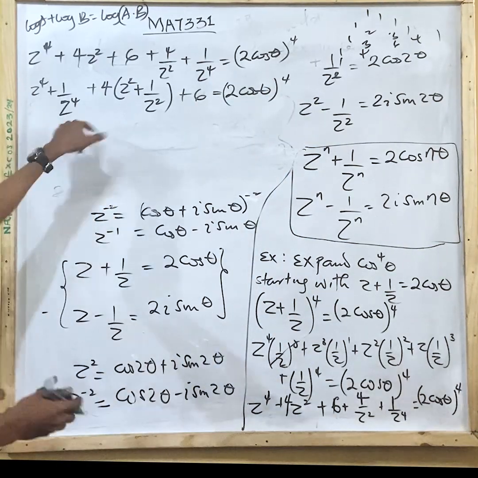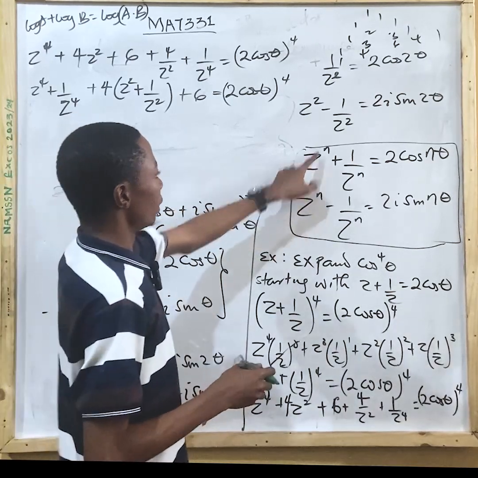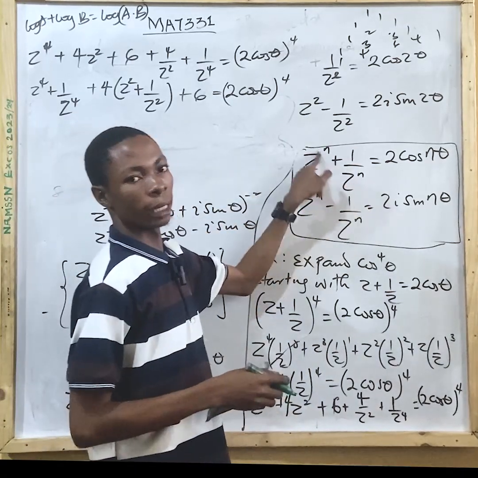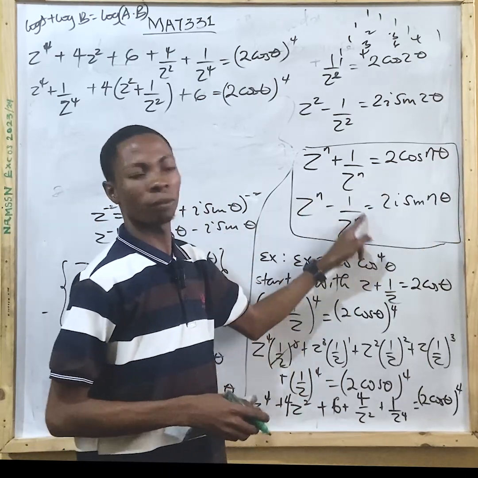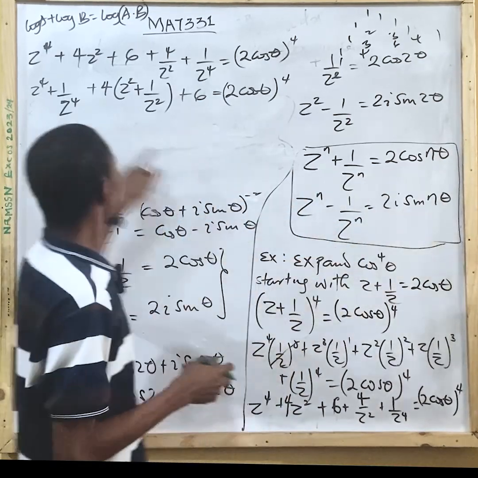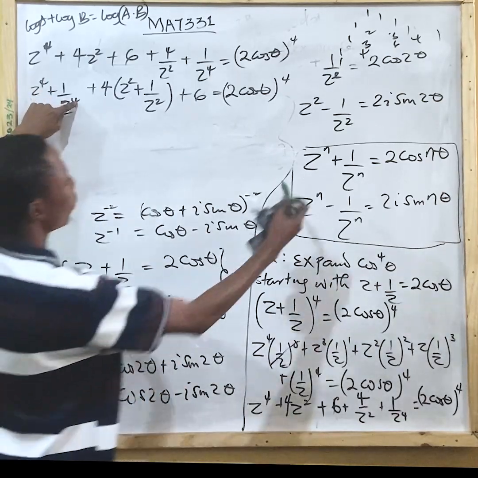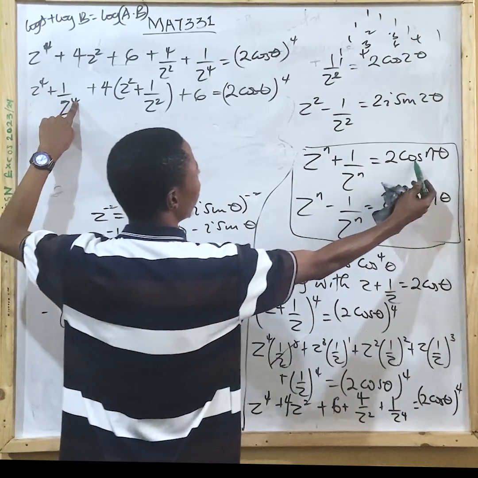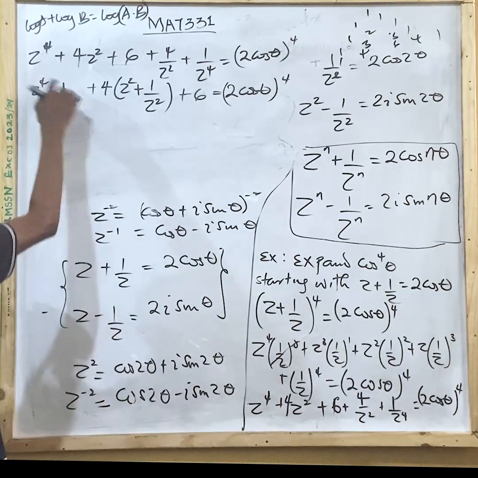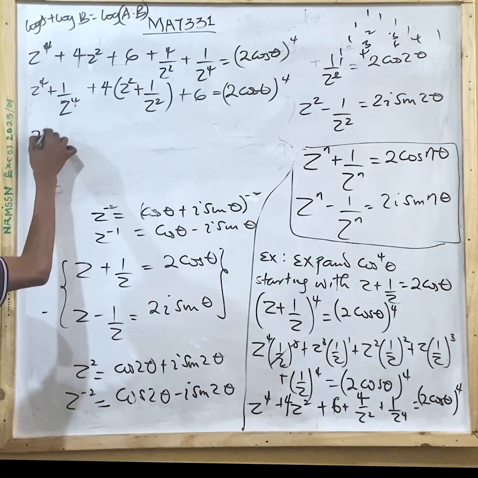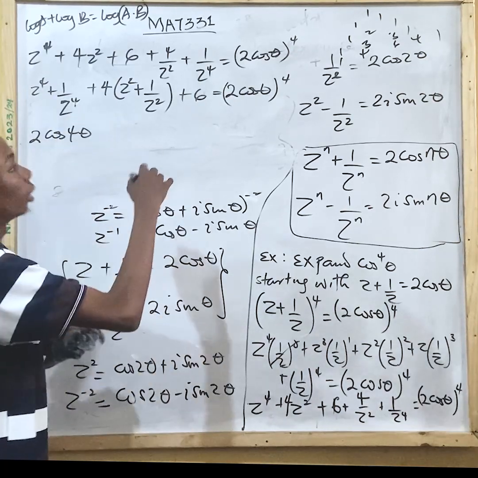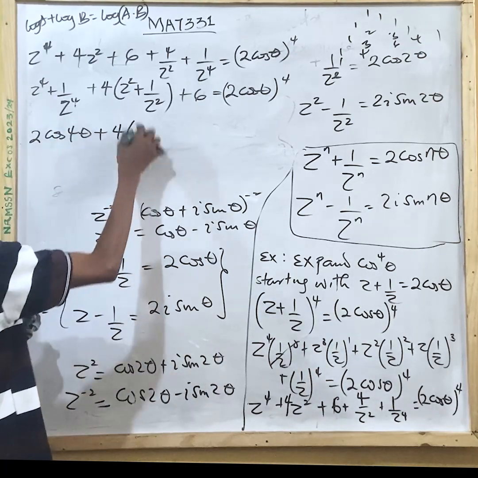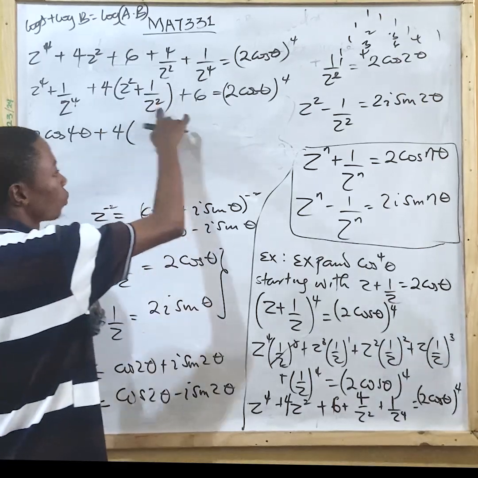z^4 and 1 over z^4. Go back to this side. z^n plus 1 over z^n is 2 cos nθ. z^n minus 1 over z^n is 2i sin nθ. So z^4 plus 1 over z^4 will go by this. z^n plus 1 over z^n is 2 cos nθ. So z^4 plus 1 over z^4 is now equal to 2 cos 4θ. Here now, our n is 4. Okay? Plus 4 into bracket (z squared plus 1 over z squared).